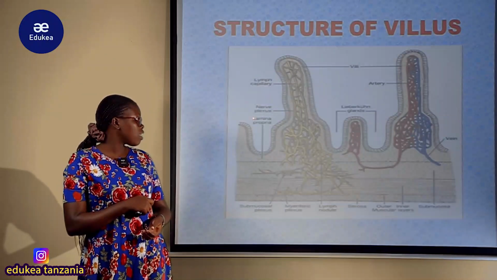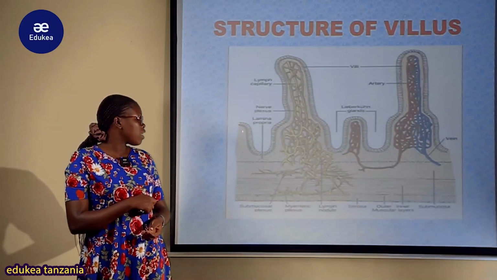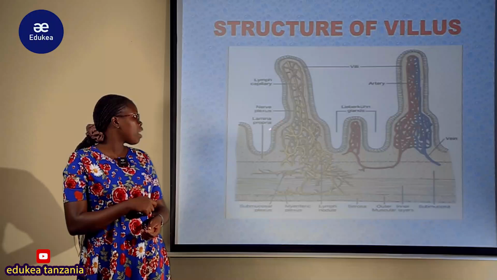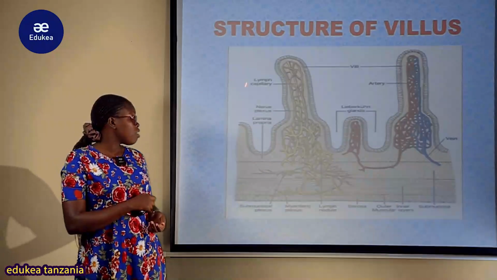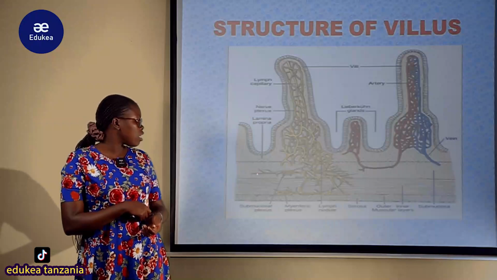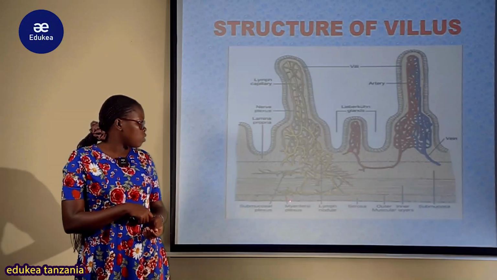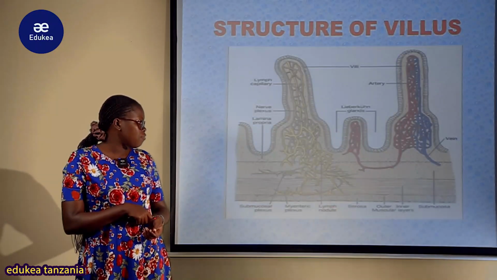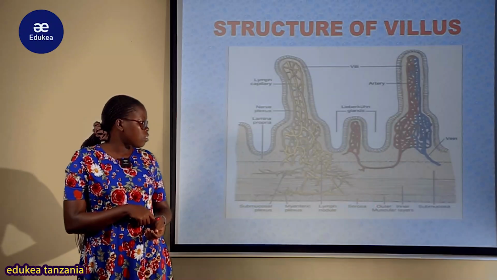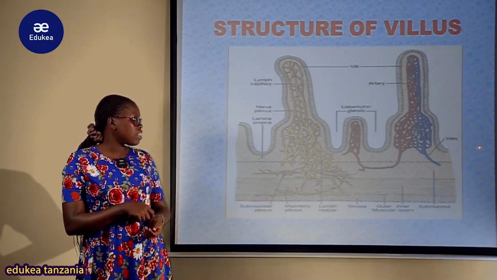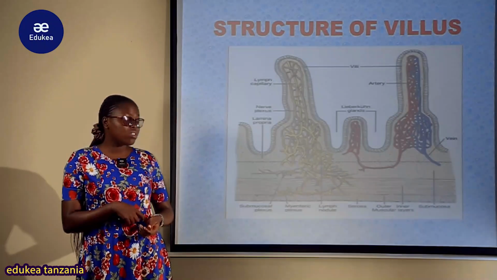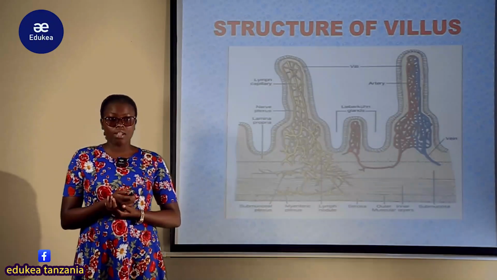Vile vile kuna this one hapa ni nervous plexus, kuna hii hapa ni lamina propria ambayo ni one of the structure of the lamina propria, ipo katika stomach. Vile vile kuna this lymph capillaries, kuna myometric plexus, lymph nerves, kuna submucosa ambayo hizi hapa these are the part of the mucosa, submucosa, these are the part of the stomach.